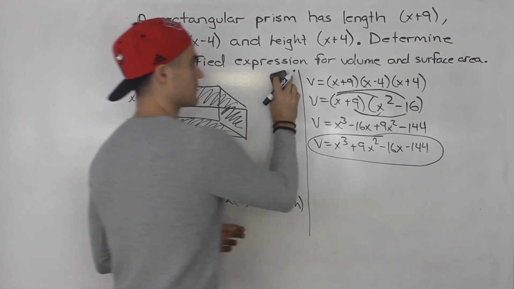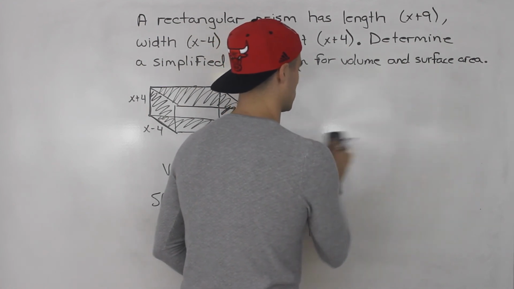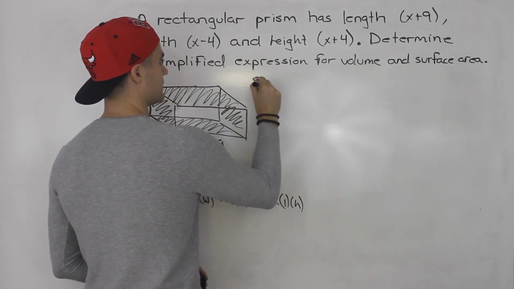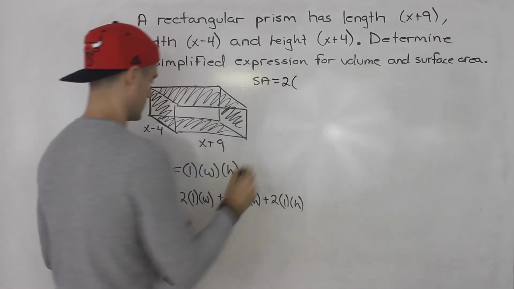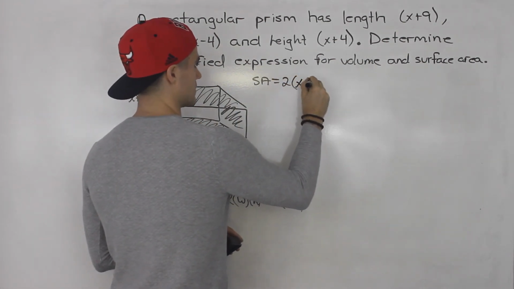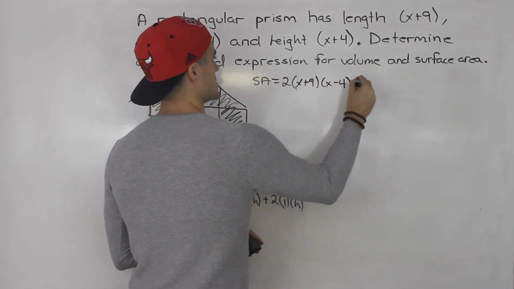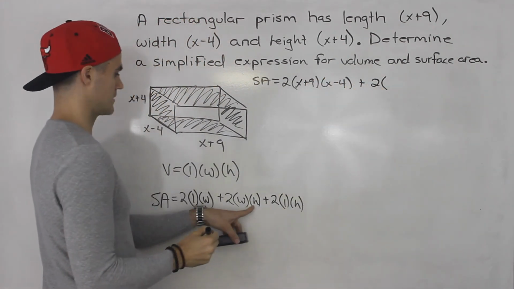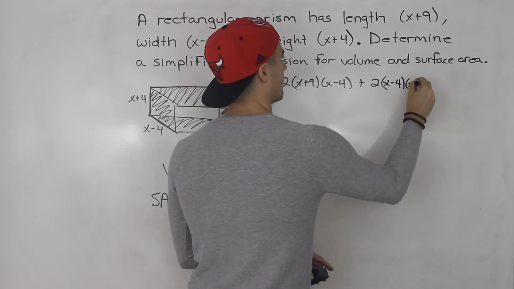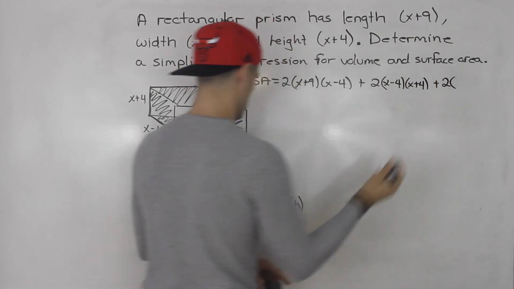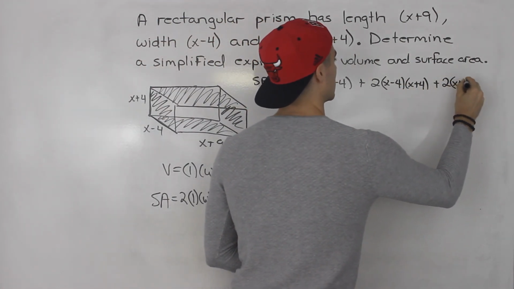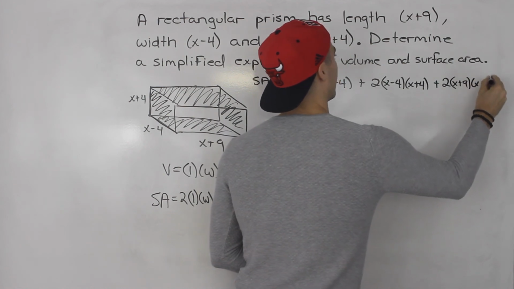Then the surface area, I'm going to erase this here. I feel like it's going to take a little bit more room. It's going to be more expanding for the surface area. So surface area is going to be what? 2 times the length times the width. So length times width, x plus 9 times x minus 4, plus 2, width times height, so x minus 4 times x plus 4, plus 2, length times height, so x plus 9 times x plus 4. Like that.